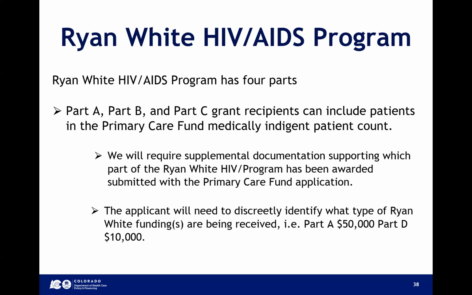There are 4 parts to the Ryan White HIV/AIDS program. Part A, Part B, and Part C grant recipients can be included in your primary care's medically indigent patient count. We do require documentation supporting what part of Ryan White HIV program was received. And also you must discreetly identify what type of Ryan White fundings were received.